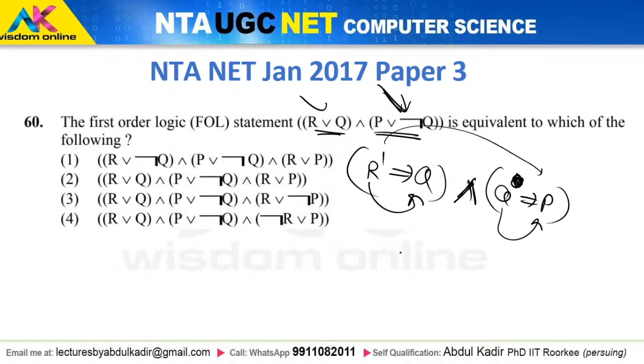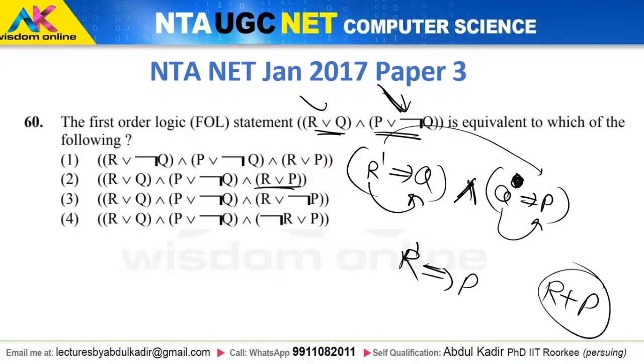It will mean r dash implies p. So basically r dash implies p. How can I write it? I can write it as r plus p. So this r plus p is coming from there. So that's why the answer will be option 2.